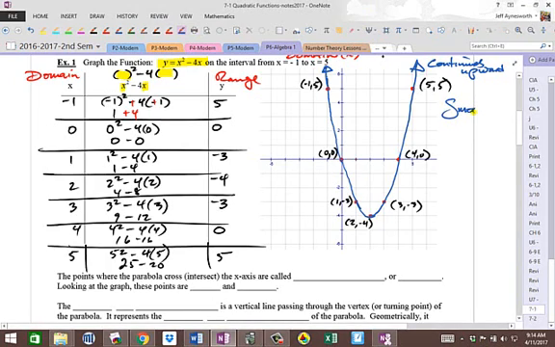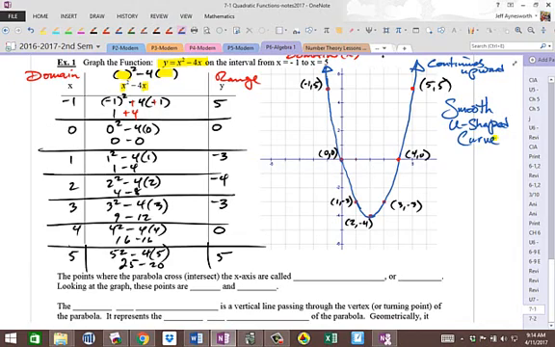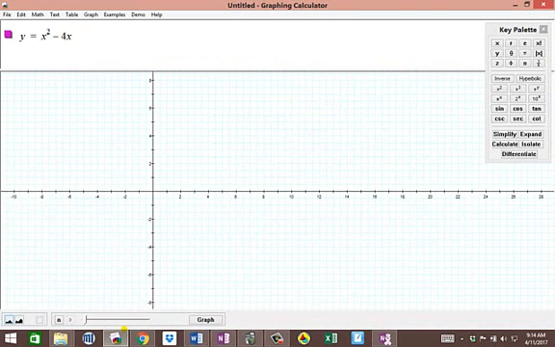A smooth U-shaped curve. All right. So it's not linear. Okay, it's a smooth curve, and we call it a parabola. Now, before we do anything else, we're gonna graph this on some software first.